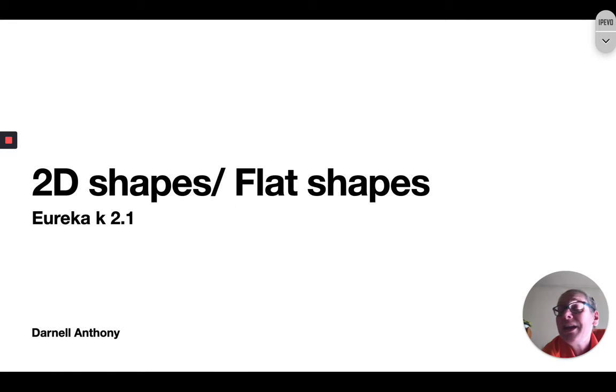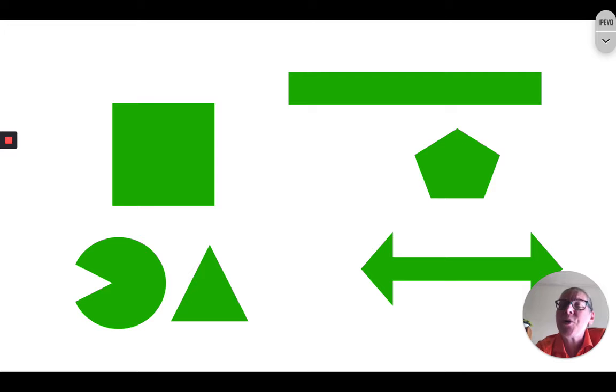Hi, kindergartners. Today we're going to talk about shapes, flat shapes. They're also called 2D for two-dimensional. So let's begin. We have to describe these shapes. What do you see?